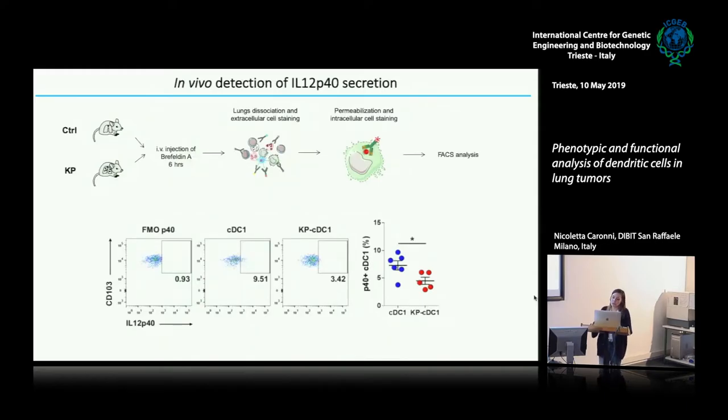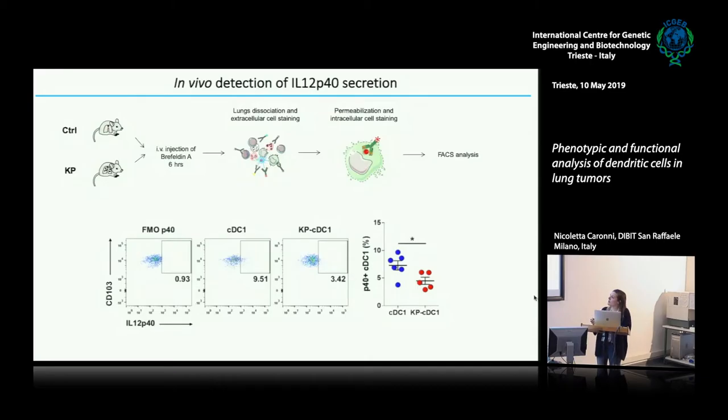So for the confirmation of the downregulation of IL-12, we performed an in vivo assay by looking at the intracellular expression of IL-12 in cDC1. In order to do that, we had to block the secretory pathways of the cells, and so we injected Brefeldin A intravenously for 6 hours. Brefeldin A blocks the secretory pathways, and then we dissected and dissociated the lungs, performed extracellular staining in order to identify dendritic cells, and then we permeabilized the cells and performed intracellular staining to look at the IL-12.